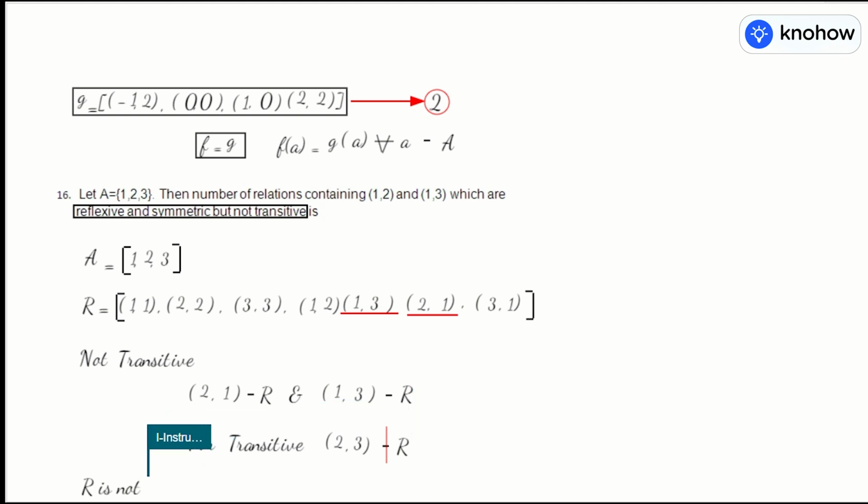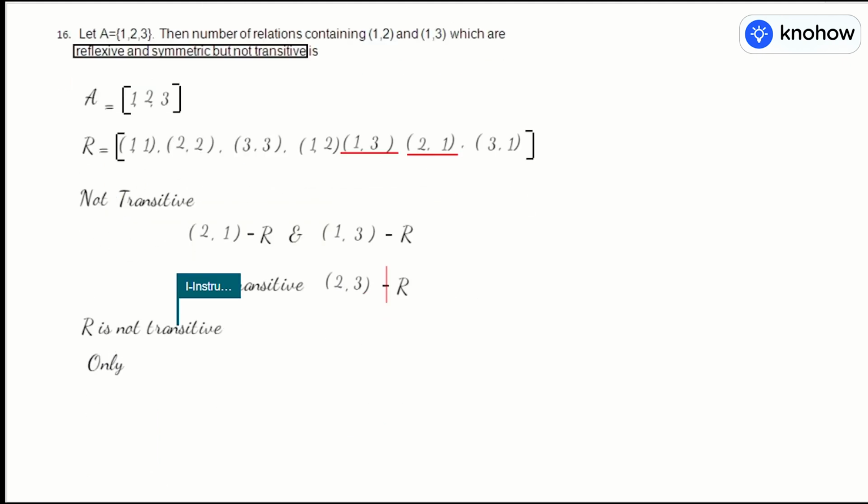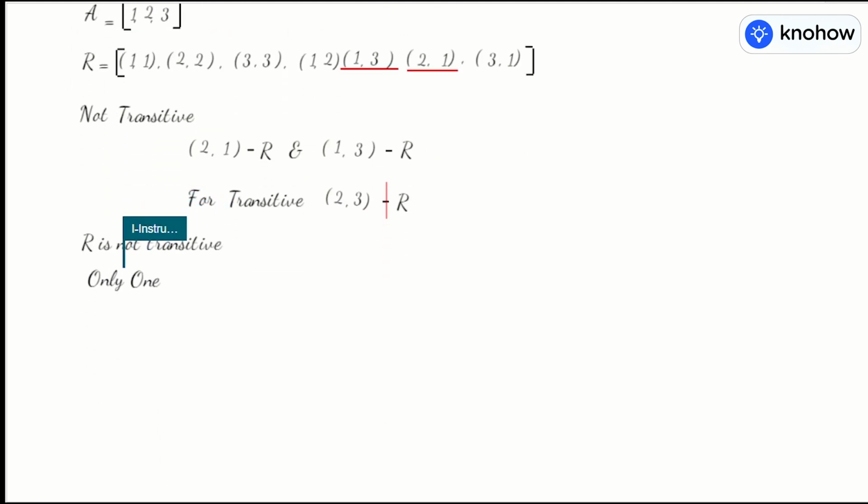And it can easily be seen that this is the only relation which is reflexive and symmetric but not transitive, and contains the elements (1, 2) and (1, 3) on set {1, 2, 3}. So there is only one possibility.